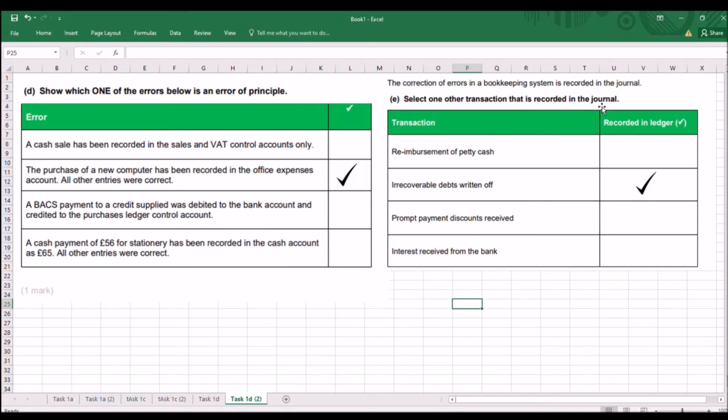So let me go in here. Which one would be in the journal? So this journal is the day book, isn't it? The day book's for special journals in there, though, sort of non-volume ones, controlled by the financial controller or the finance director. Brilliant. So this one, reimbursement of petty cash, day book. Let's go prompt payment discounts received, so the discounts received day book, interest from the bank in the cash book. This one here, irrecoverable debts, would be in the journal.